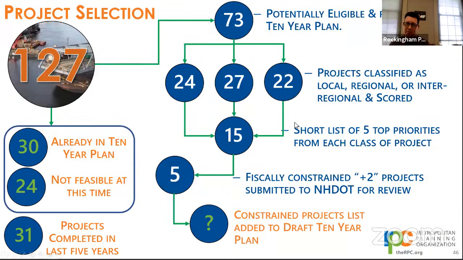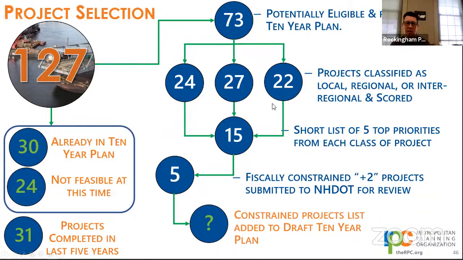So when we started, we were talking about 127 projects in our long range plan, out of which 73 were potentially eligible and ready to maybe be in the 10-year plan. And we broke those into 3 groups of projects based on the scale. So we looked at local projects, regional projects, and interregional projects.